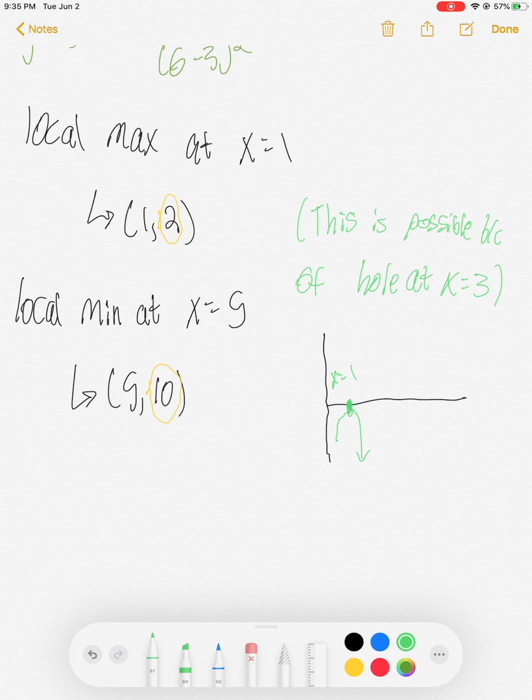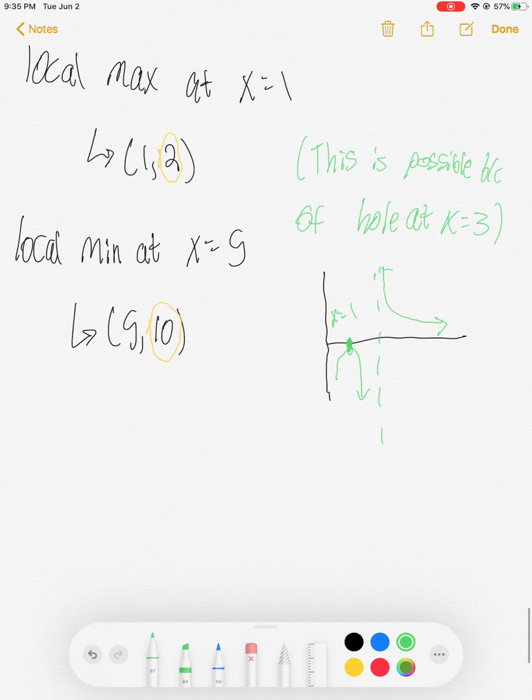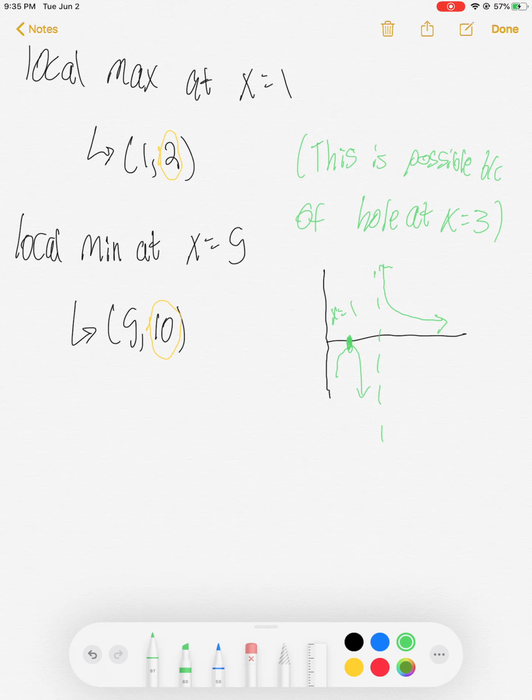Where this is x equals 1. Right, so I know this isn't the point 1, 2, but the point is we have this local max here at x equals 1. And then we have this hole at x equals 3. Right, so the function is undefined. And then it goes like this. Just to the right of that hole, it starts out huge.